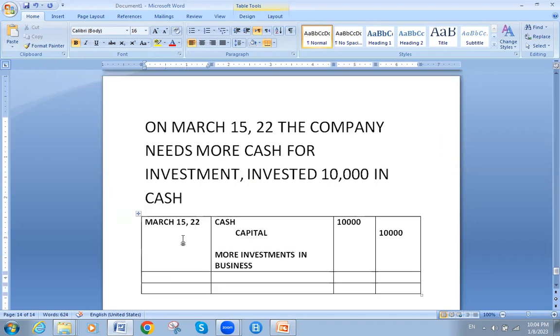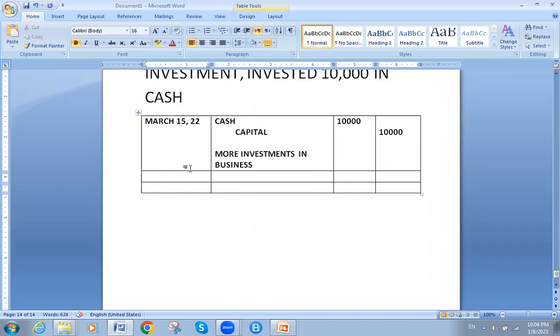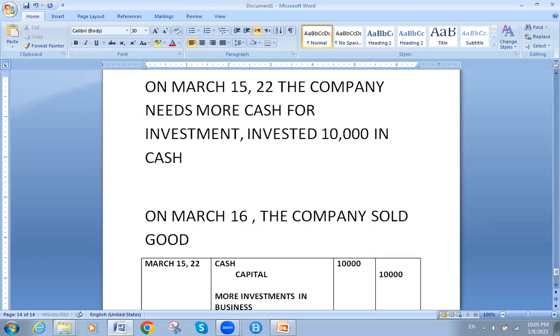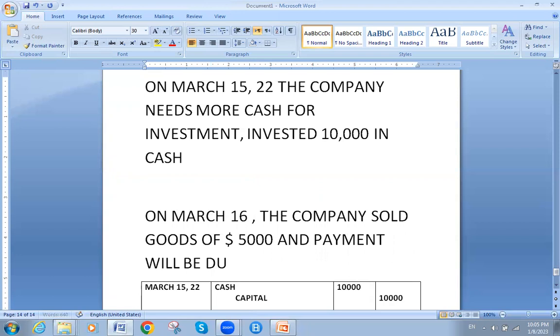Okay, so the second one now, let me remind you, we have on March 16, the company sold goods of $5,000, and payment will be due on March 30th.